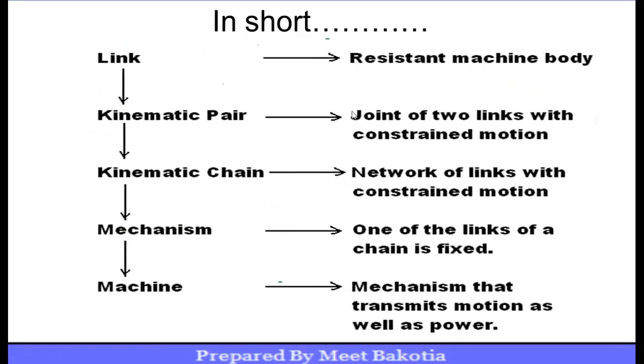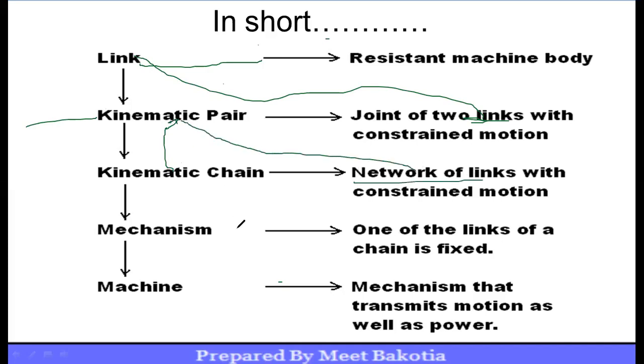So inversion can also be obtained by adding one of the links in the existing mechanism, right? That we will see when we see the beam engine mechanism, which is one of the inversions of the 4-bar mechanism. Let's see in short what we have studied till now. We have studied that the link is a resisting machine body. Kinematic pair is actually the joint of two links with constrained motion, either completely constrained motion or successfully constrained motion. Kinematic chain is the network of links, or you can say, when the kinematic pairs are connected with each other, they become a kinematic chain, and they also have constrained motion.